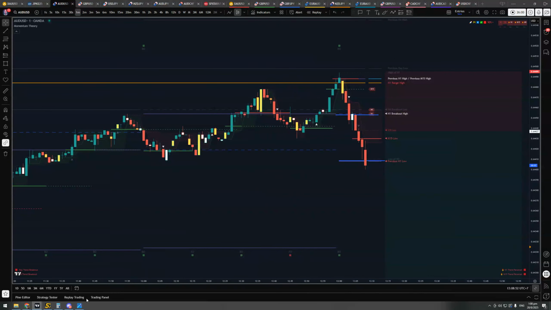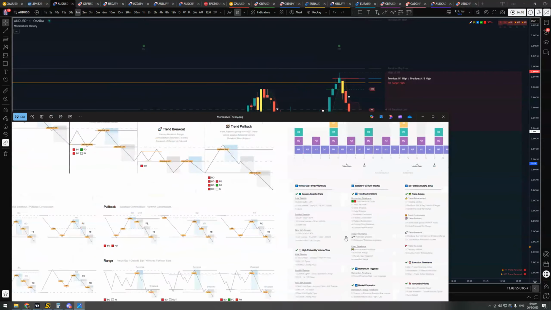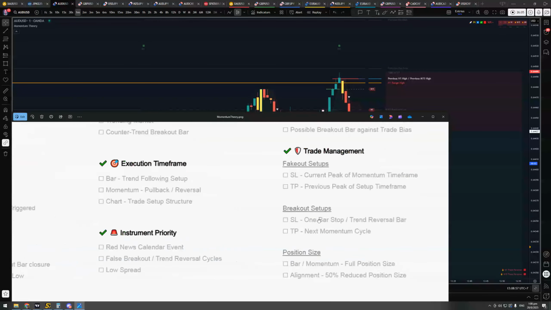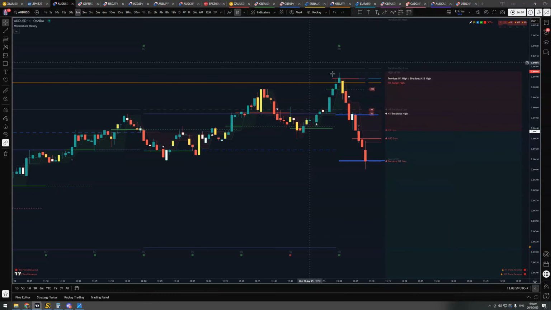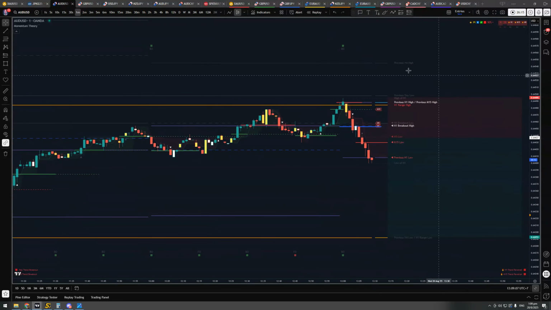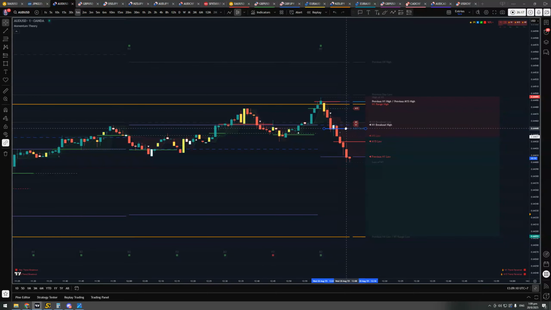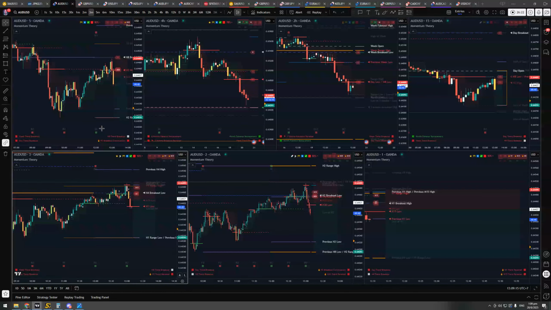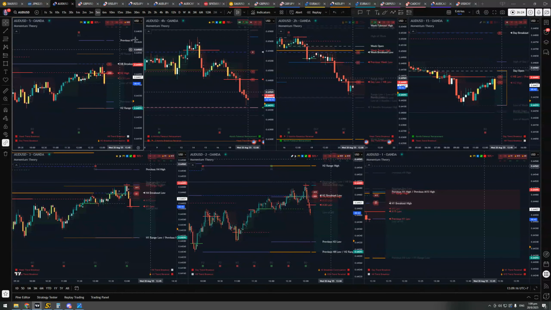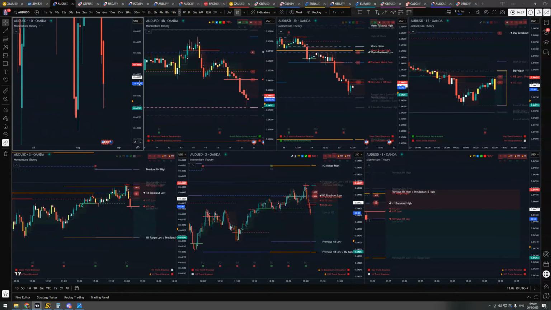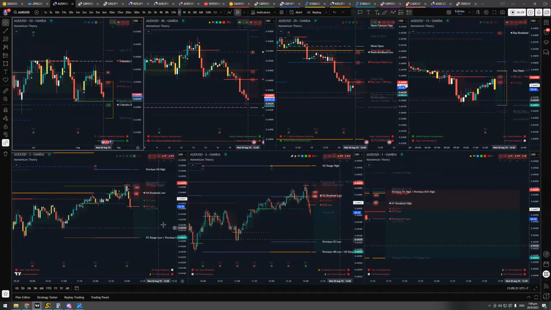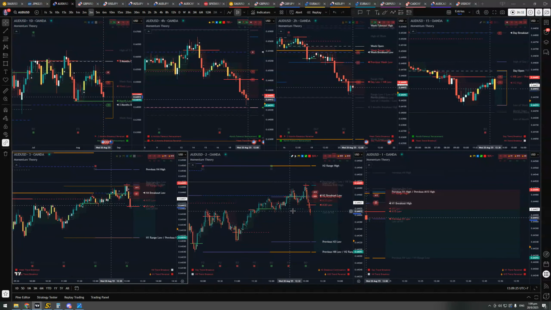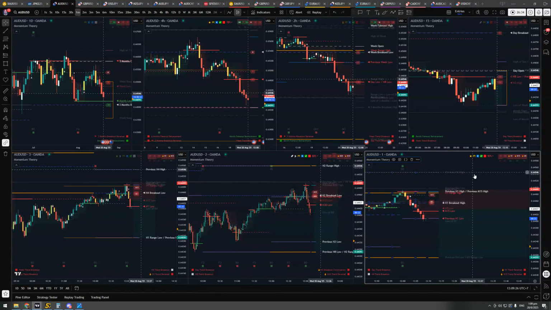And these breakouts, I want to trade breakouts to the next momentum cycle. So trade management, breakout setups, the TP is the next momentum cycle. So next time the M15 gets triggered, that's where I'll be looking for either taking partials or moving my stop loss or taking full profit. Again, it's completely up to your own trade management style. All right, so that's a trade. And let's see if this wants to continue on down. 2.5R. Let's see.